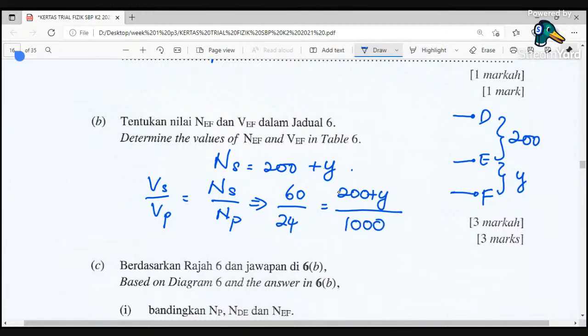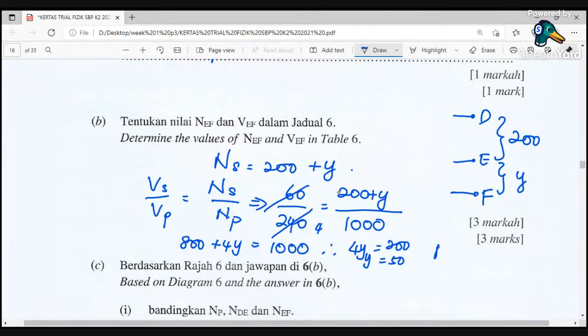Okay, so from here we get 800 plus 4y equals to 1000. So we get 4y is 200 and y equals to 50. So y or NEF equals to 50 turns.